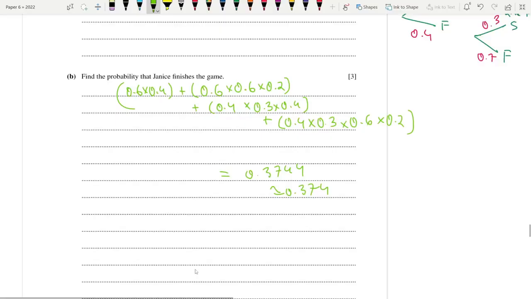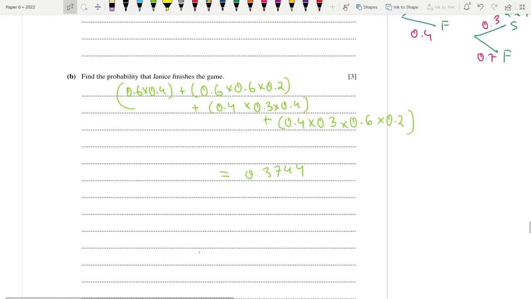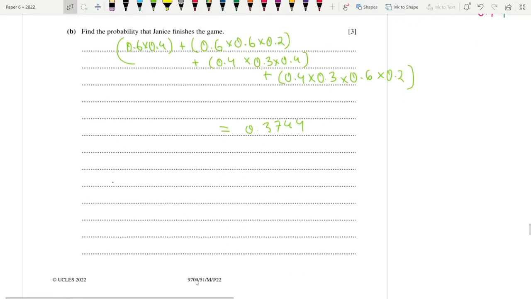But this is an exact answer, you know. So if you do write 0.374, you're going to lose a mark. Since this is exact, you should keep it this way. Could I clarify? So what's the alternate way in the mark scheme? How did they do it the alternate way?